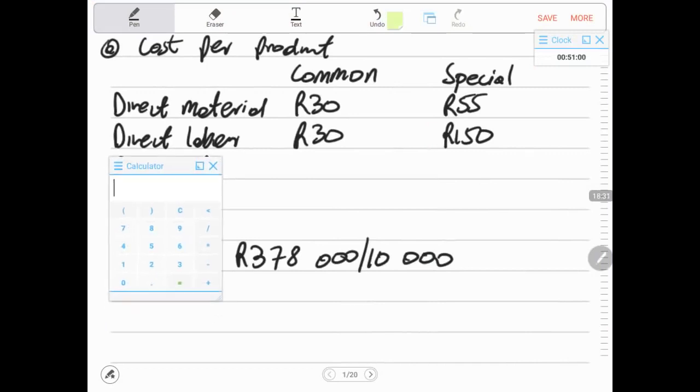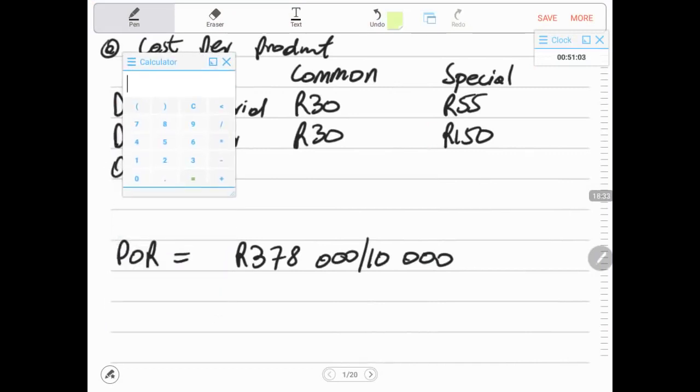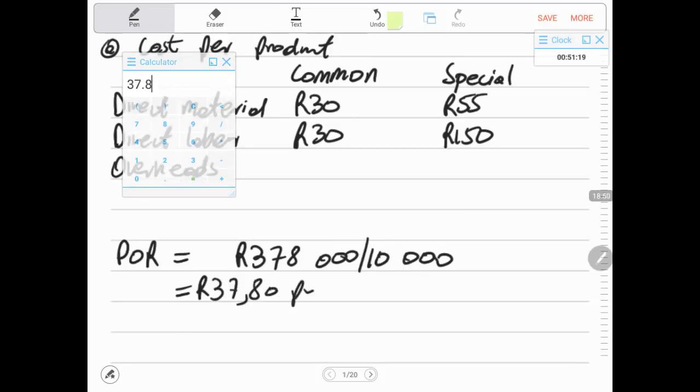So now we first need to determine what we call the predetermined overhead rate, the rate per direct labor hour. 378,000, divide this by 10,000. It will be 37 rand 80 cents per direct labor hour.